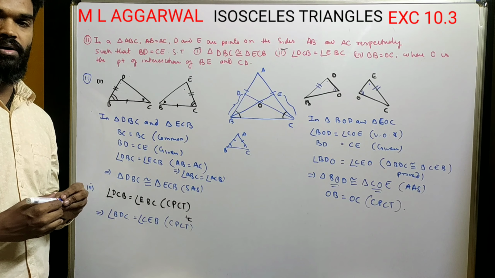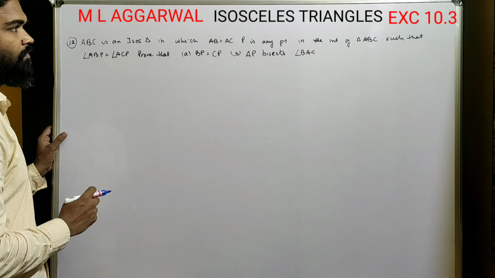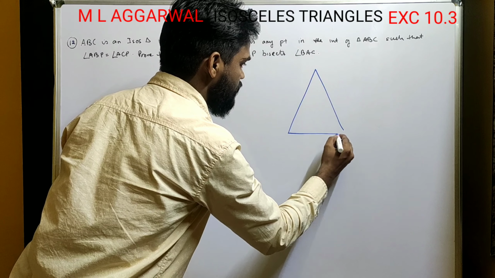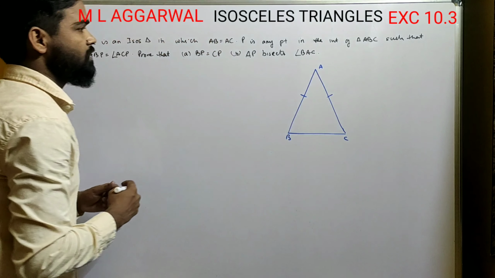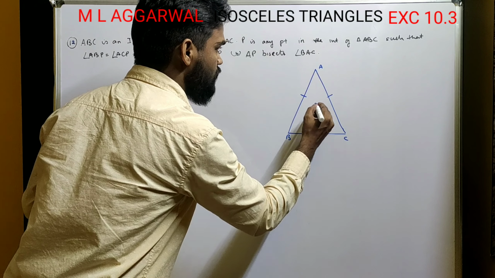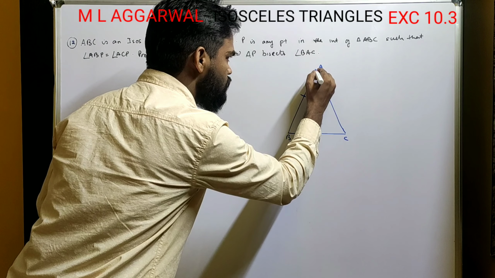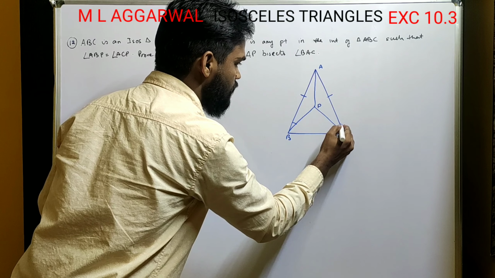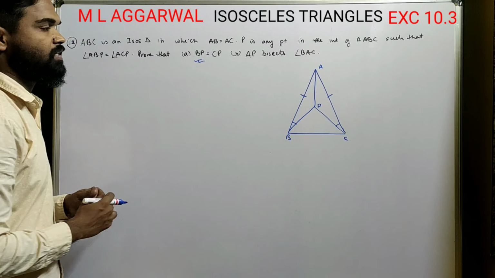Done. Now let us look at the next sum. Now look at sum number 12. ABC is an isosceles triangle in which AB equals AC. I'll draw the figure first. Let us take this figure ABC and AB equals AC. P is any point in the interior of triangle ABC, such that angle ABP and angle ACP are equal, which means I'll join this, look carefully, this angle and this angle are equal. They have given. Prove that BP equals CP and AP bisects angle BAC.